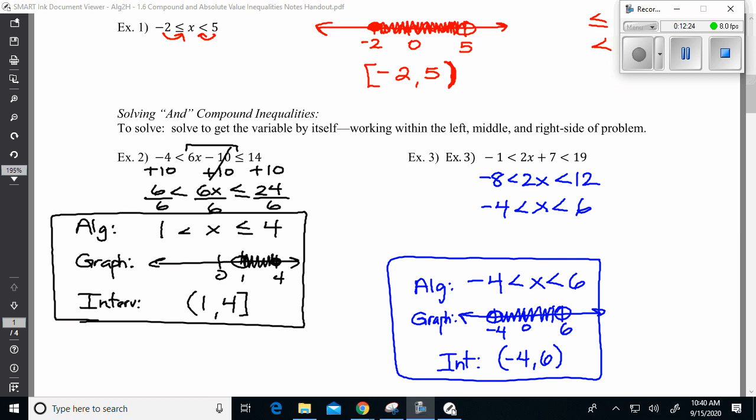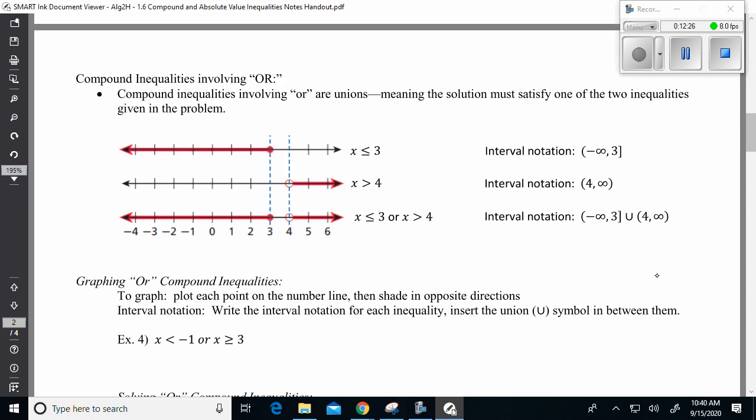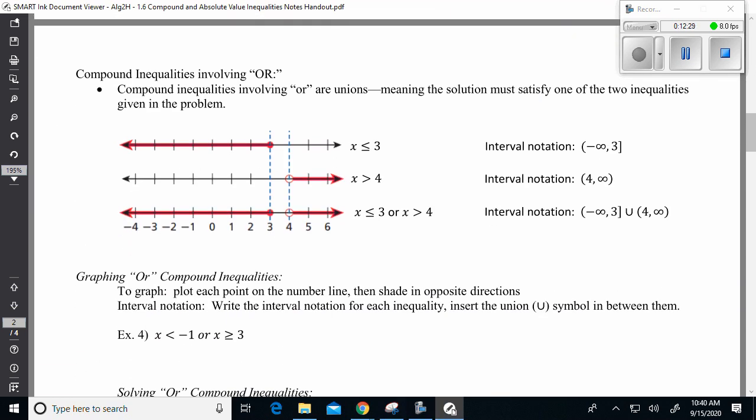"Or" inequalities are a little bit different. For an "or" inequality, you have 2 different inequalities, but notice this time they don't overlap. This time there's a gap. There's no overlap to it. So if you have an "or" inequality, your graph should come out with a gap.